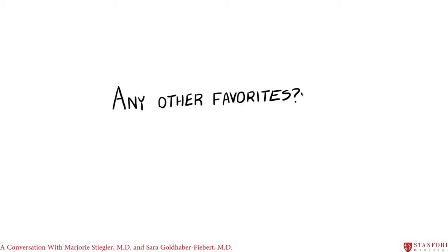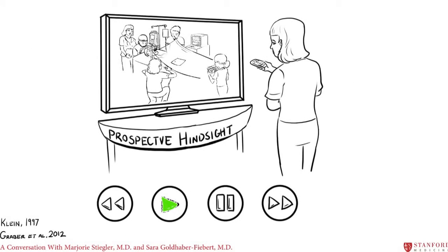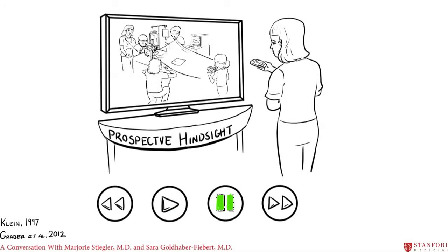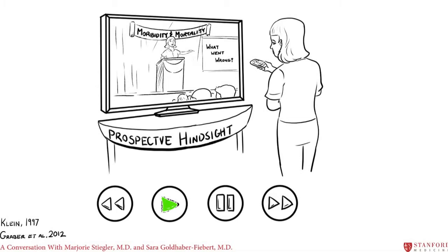Any other favorites? Another favorite strategy of mine is called prospective hindsight. This can be thought of as a diagnostic timeout, in which we deliberately pause our thinking and imagine finding out later that we were actually wrong right now. Then we examine the current situation for cues that would later be identified as the red flags that were missed.